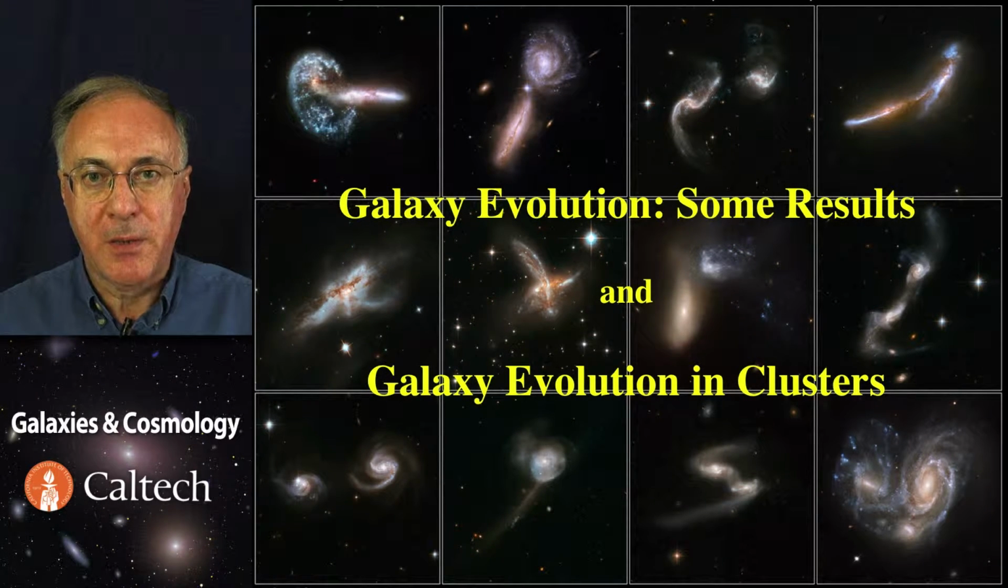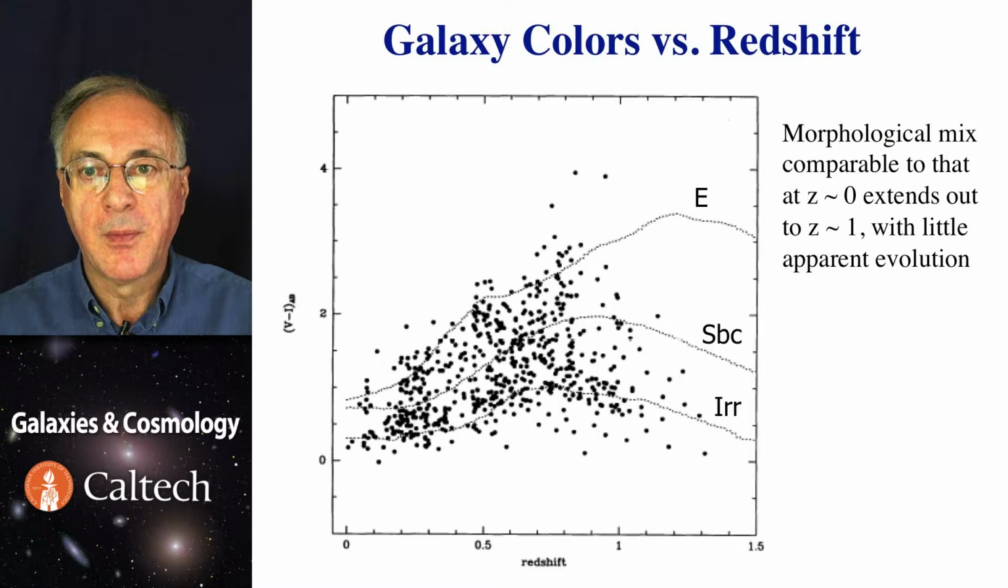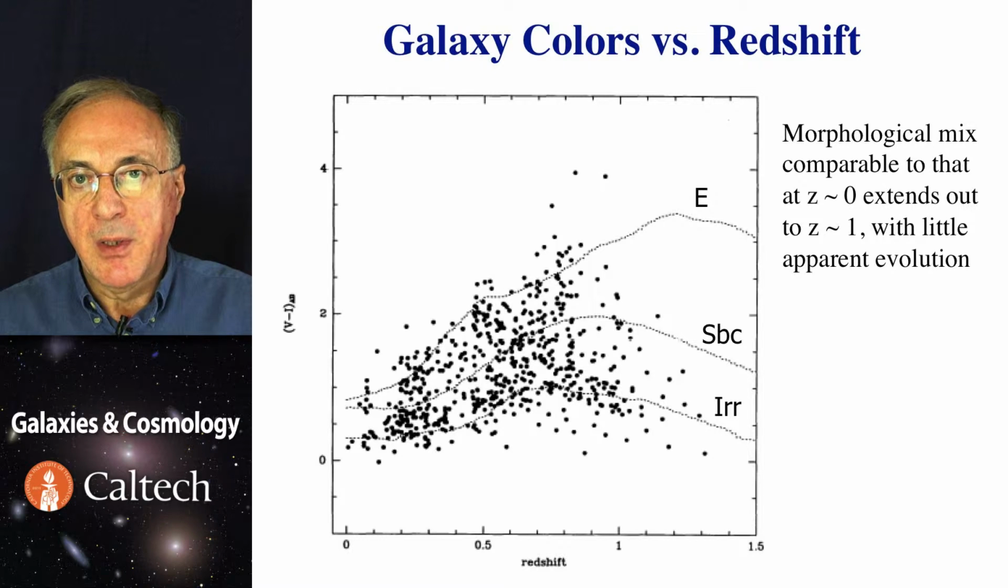So we have started talking about the results on galaxy evolution studies in general field. First, we found out how the luminosity function seems to be evolving slightly. But now let's see some of the other results that have been obtained. A simple thing to do is to look at colors of galaxies as a function of redshift.